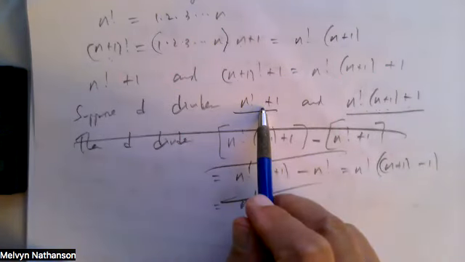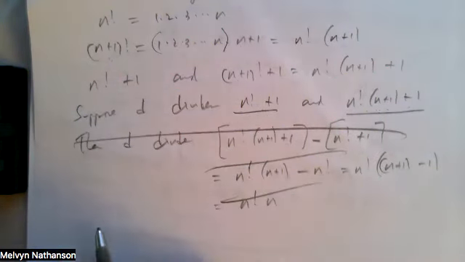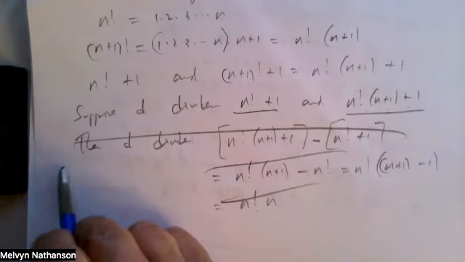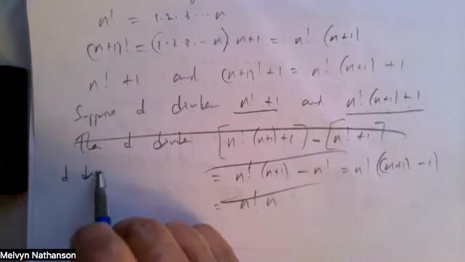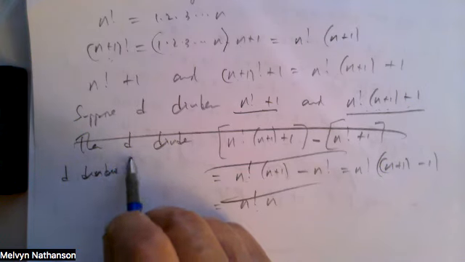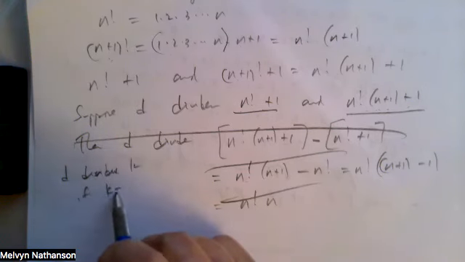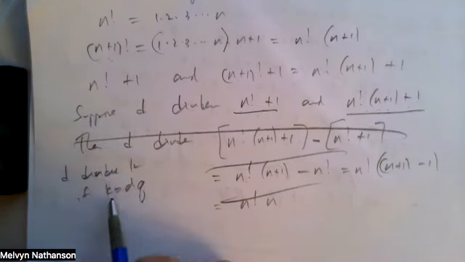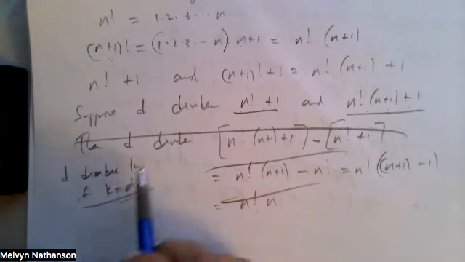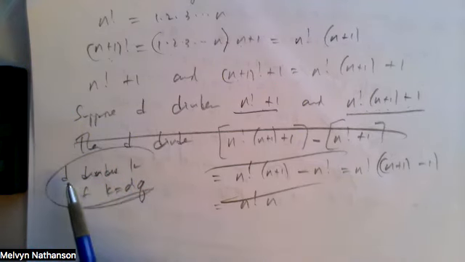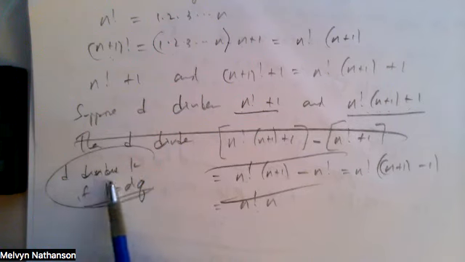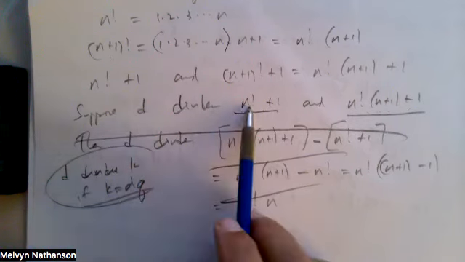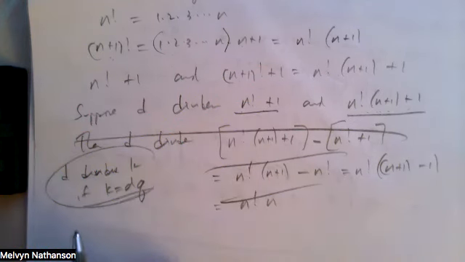And remember, what does divisibility mean? D divides a number k if k is D times q for some integer q. So if you say one number divides a number, it means it divides with 0 remainder, divides exactly. So D divides n factorial plus 1.